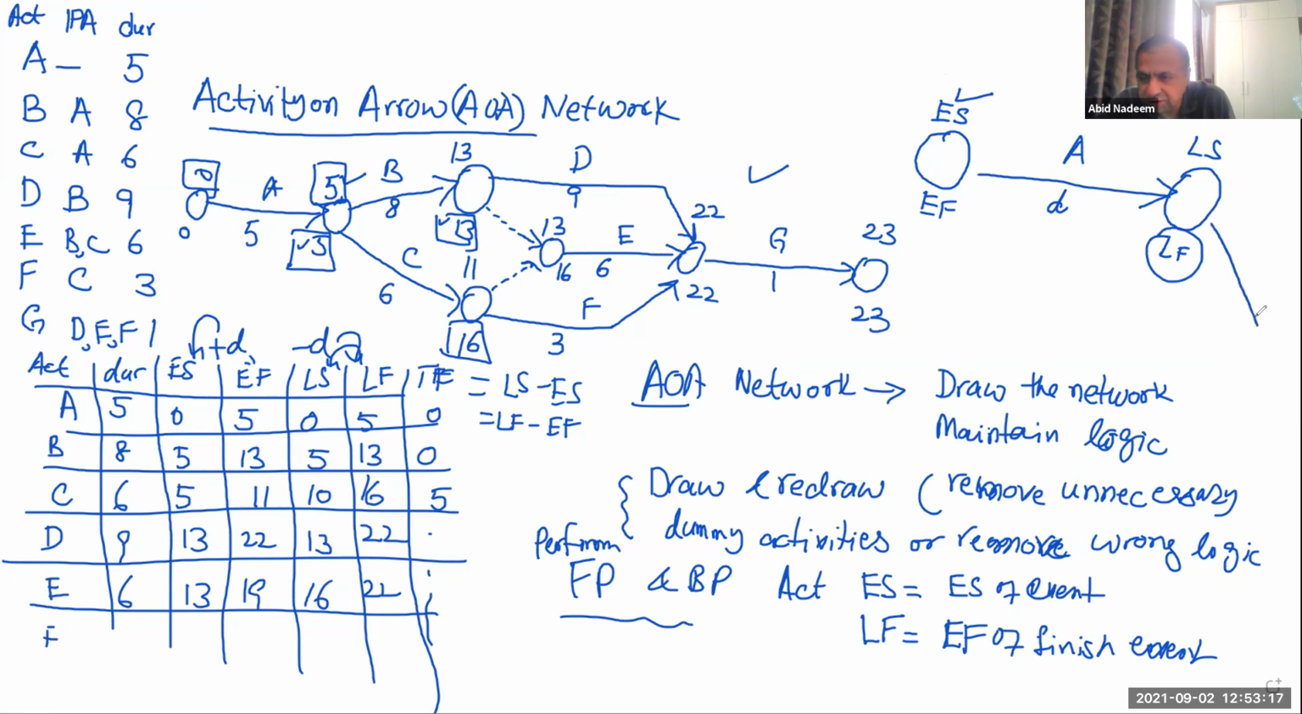And for the next activity, for example, if there is activity B, this late start will become the early start for B. For B, it will be the early start, and therefore that will be the late start and late finish. So we will go activity by activity.